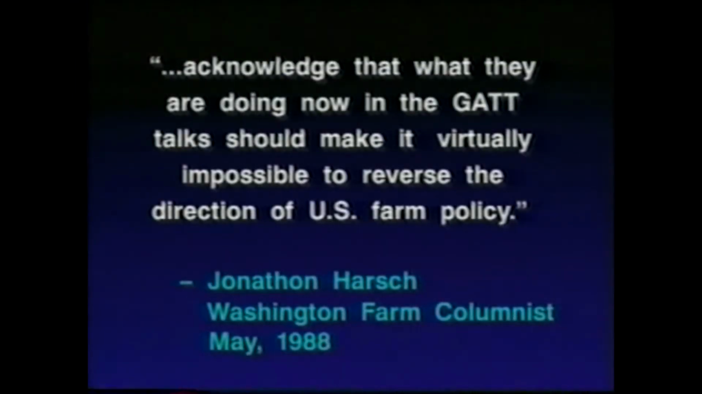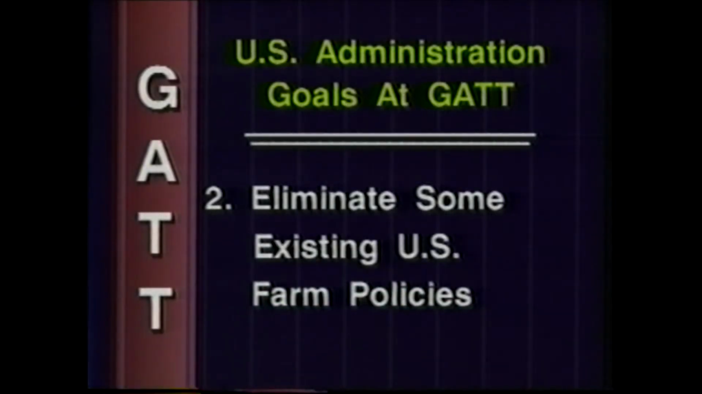According to Washington Farm columnist Jonathan Harsh, White House strategists acknowledged that what they are doing now in the GATT talks should make it virtually impossible to reverse the direction of U.S. farm policy. Second, they wanted GATT to overturn some existing U.S. farm programs, environmental laws, and pesticide regulations.